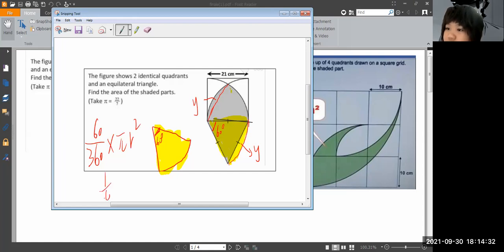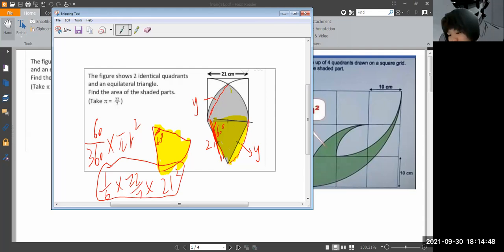So 1/6 times pi, which is 22 over 7, times the radius. This is the radius, 21. So it's 21 square. Can you help me out? What do you get after this? Yeah, so this is 220 cm square.